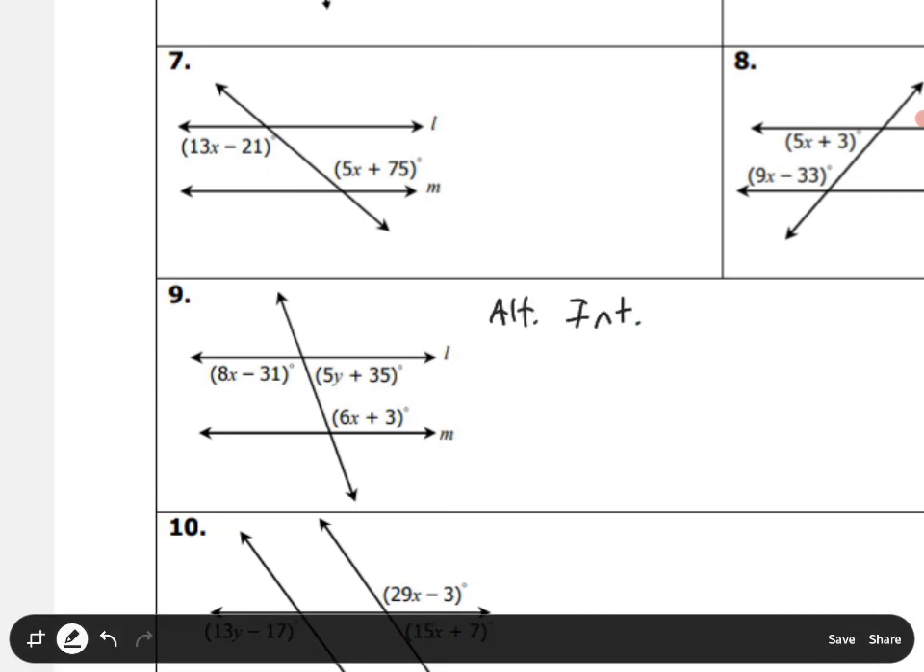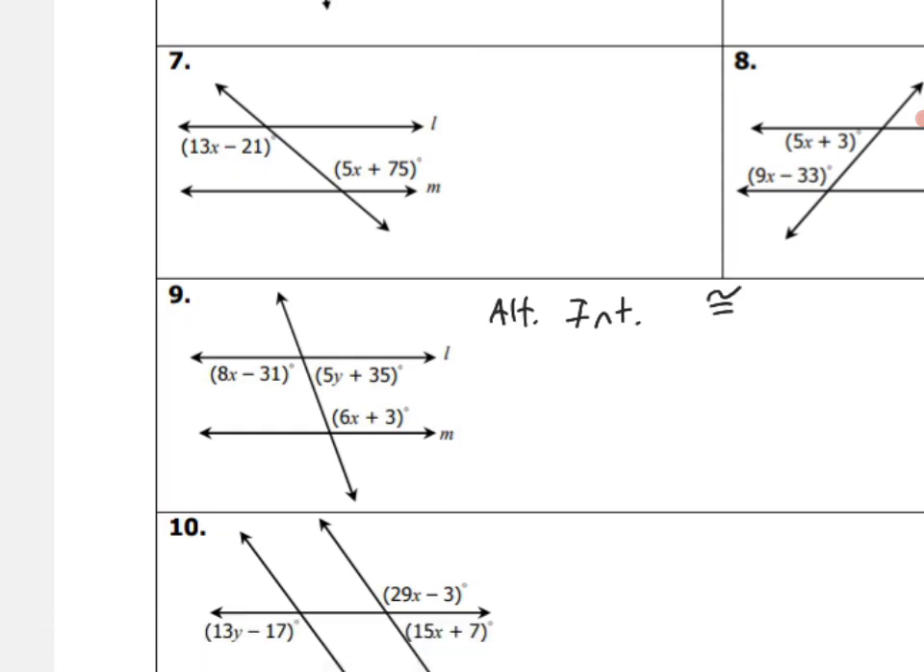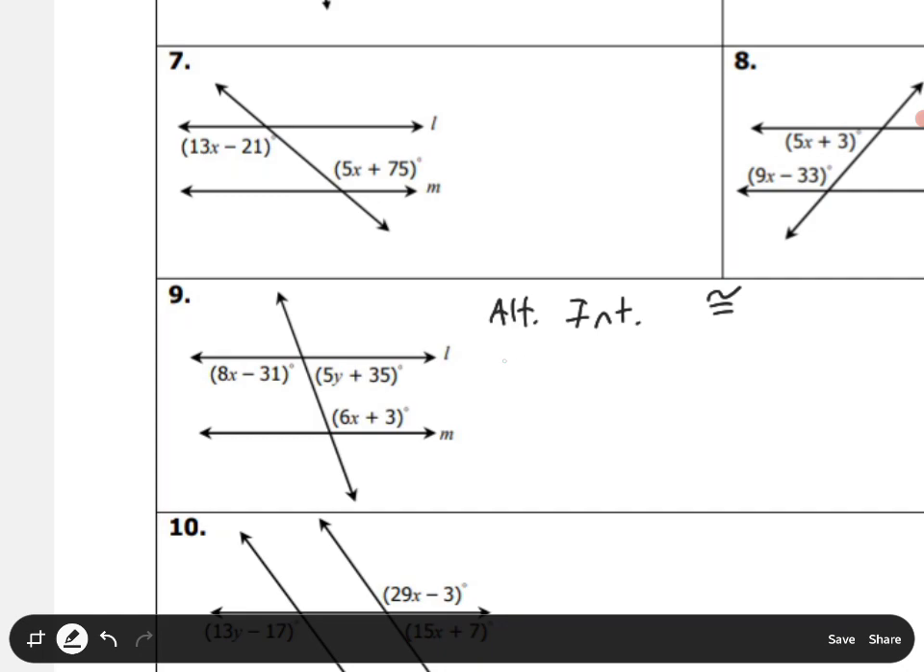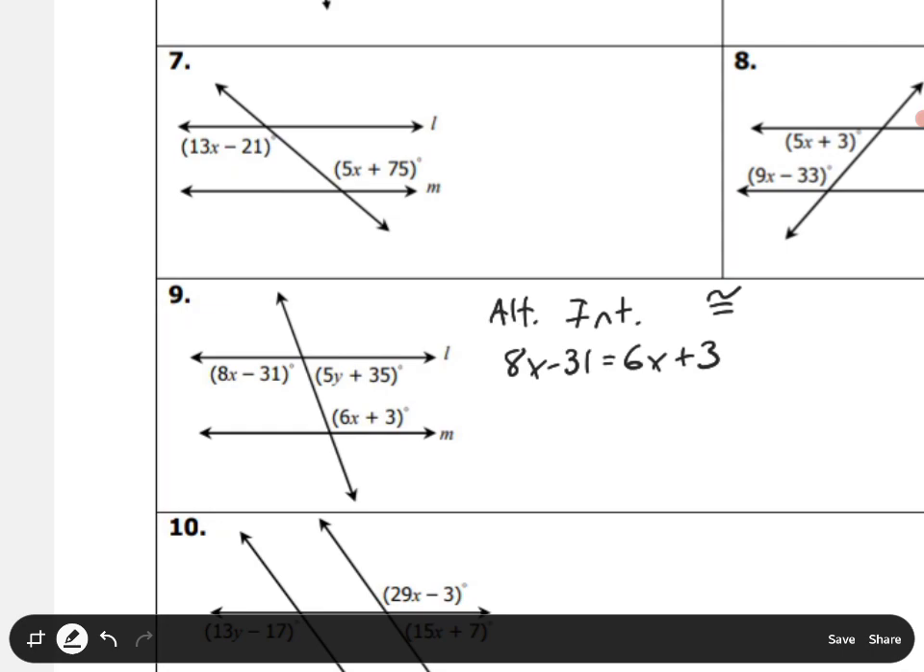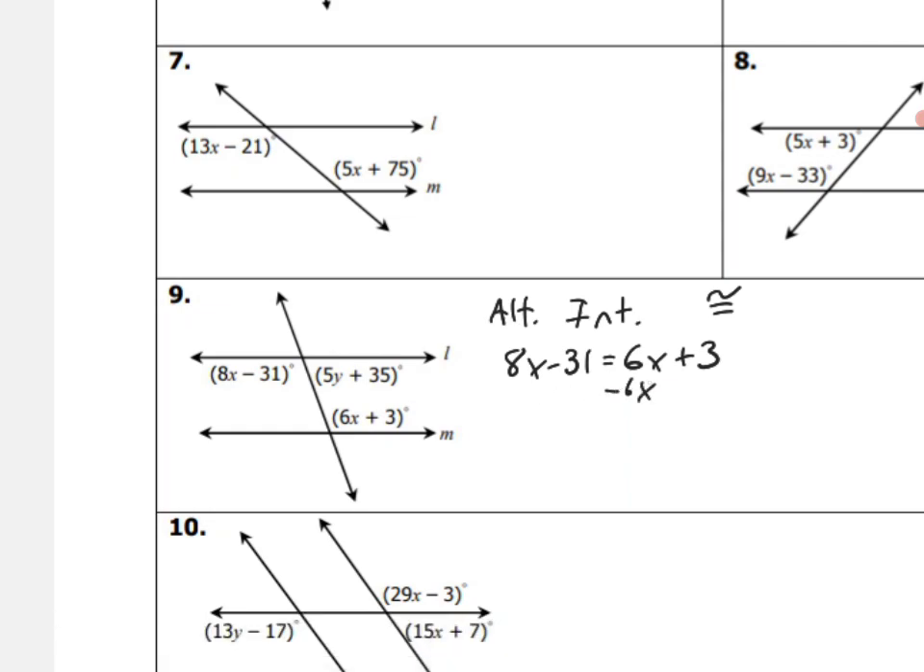And then again, I have to think about what the relationship is. Alternate interior angles are also going to be congruent. So I'm going to take those 2 x angles and set them equal to each other. So I'll have 8x minus 31 equals 6x plus 3. And then again, I'm just going to go ahead and solve for my x. This one's the same idea, but a little bit more algebra. So I'm going to choose to move my 6x over.